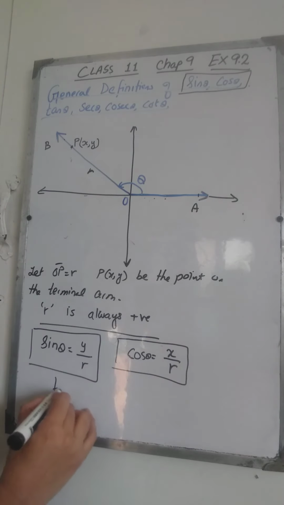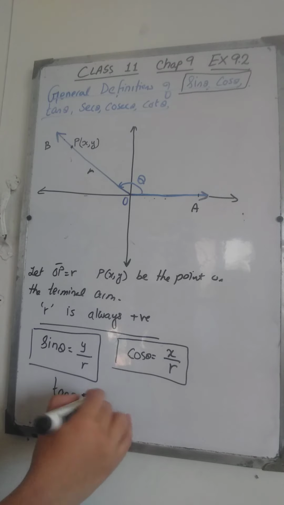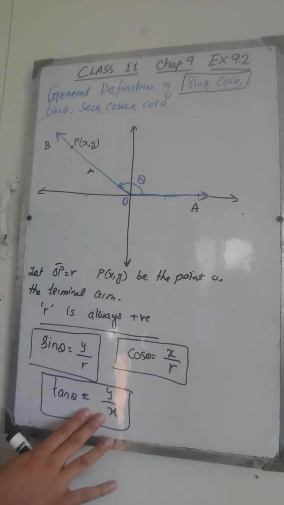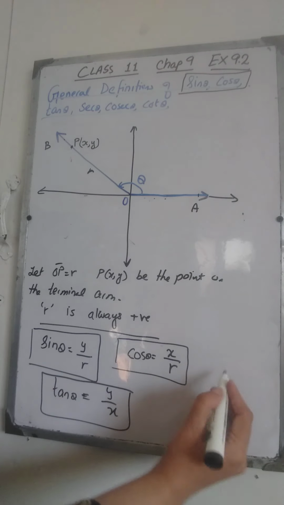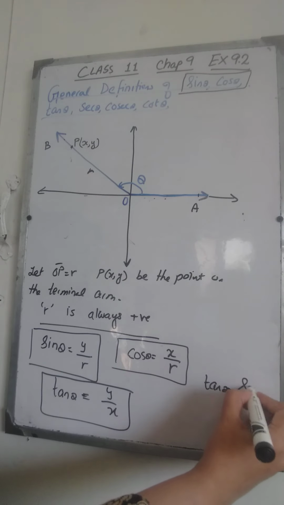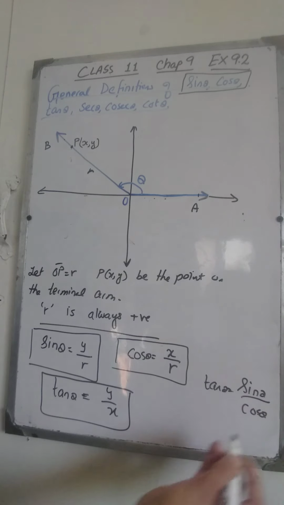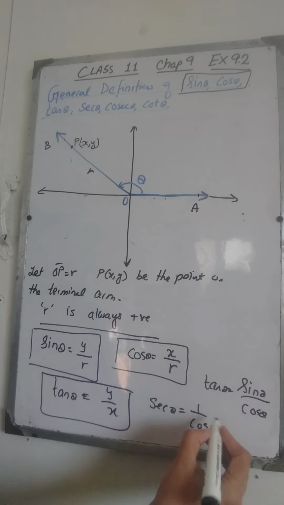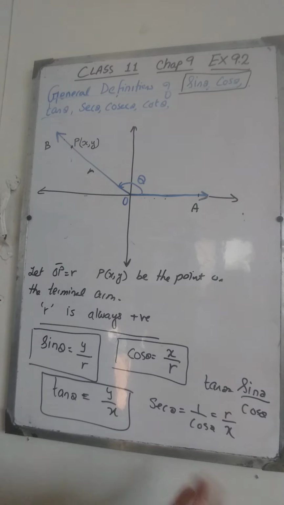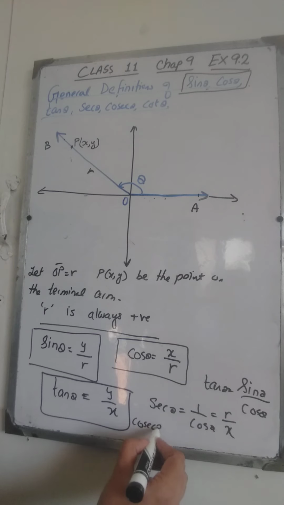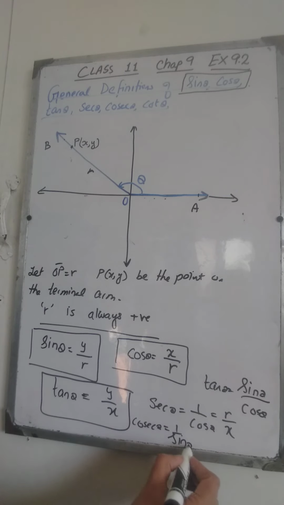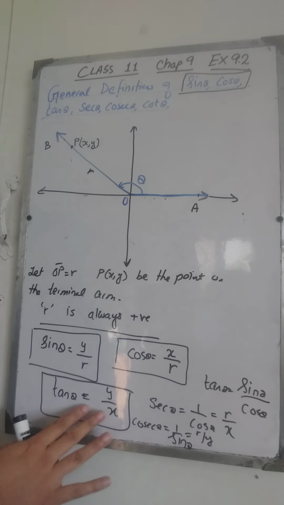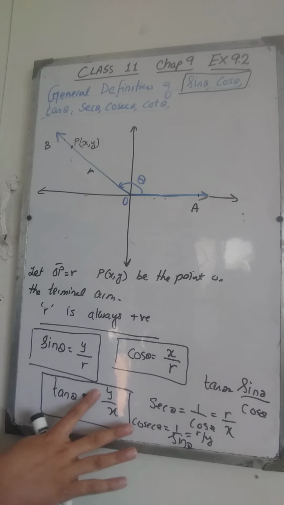Similarly, tangent theta is the ratio of both the coordinates, y over x. This gives you the tangent of this angle. Tangent can also be derived with the help of sine and cos theta, because we know that tan theta is equal to sine theta over cos theta. Secant theta is equal to 1 over cos theta, so from this expression it must be equal to r over x. Cosecant is 1 over sine, so it will be equal to r over y. And cotangent is the reciprocal of tangent theta, so cotangent will be x over y.